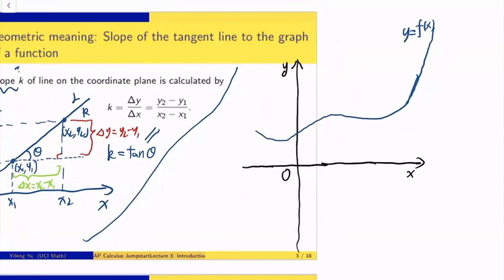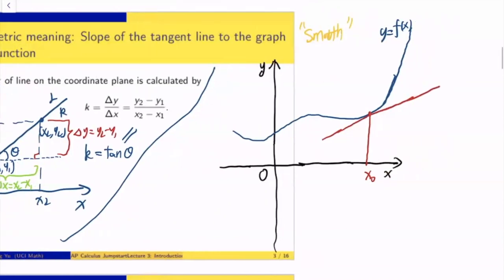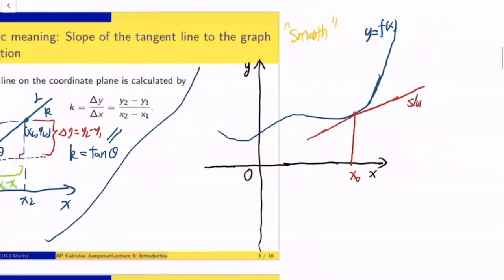Now I have a point here. This is a point x0. Geometrically, if the curve is smooth, that means there's no corner and no sharp turn, then we can talk about the tangent line. Intuitively, the tangent line just means something which is infinitesimally close to the curve. Now we want to see what the slope of this tangent line is.